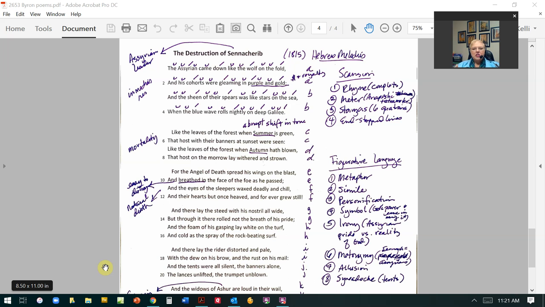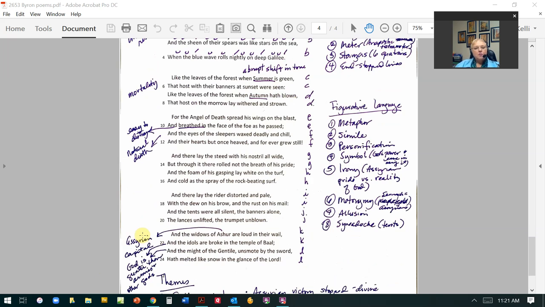For the angel of death spread his wings on the blast and breathed in the face of the foe as he passed. And the eyes of the sleepers waxed deadly and chill, and their hearts but once heaved and forever grew still. And there lay the steed with his nostril all wide, but through it there rolled not the breath of his pride. And the foam of his gasping lay white on the turf, as cold as the spray of the rock-beating surf. And there lay the rider, distorted and pale, with the dew on his brow and the rust on his mail. And the tents were all silent, the banners alone, the lances unlifted, the trumpet unblown.